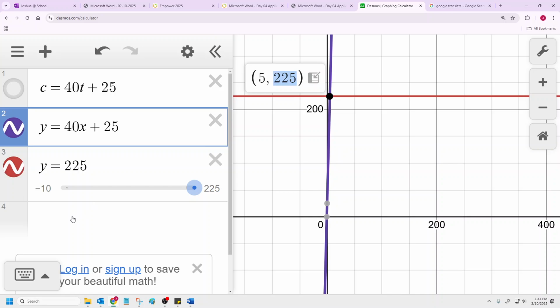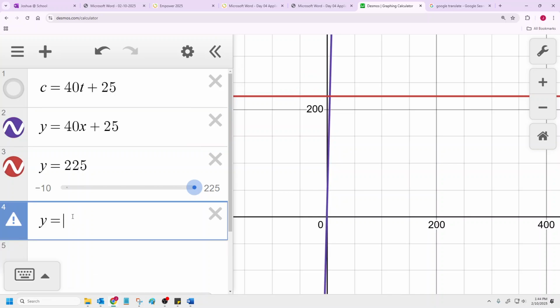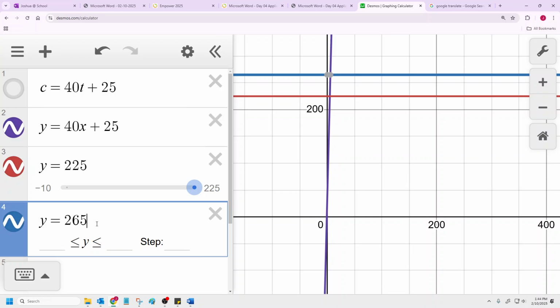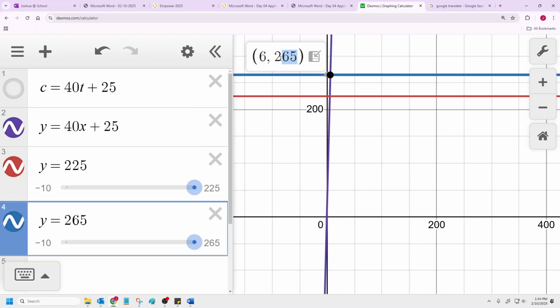So let me ask you a question. If she spent 265, how many tickets did she end up buying? Let's go check it out. Wow. She spent $265. She bought 6 tickets. Boom. That's how this works.